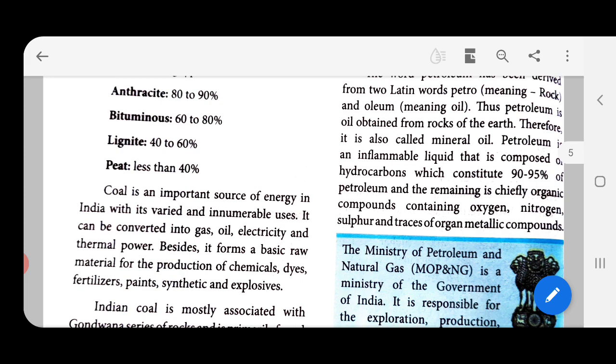Therefore it is called mineral oil. So where do we get petroleum? From the oil that is obtained from rocks of the earth.